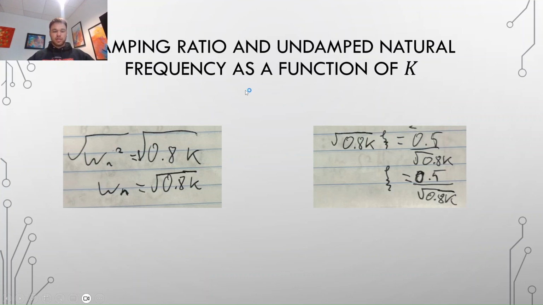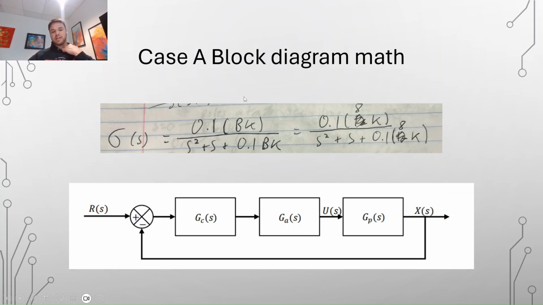From that equation, I was able to derive the omega n value to be the square root of 0.8k, along with the damping ratio value, which is going to be 0.5 divided by the omega n value. And that came from this equation right here. The top is going to be omega n squared, and the bottom, this middle value, is 2 times omega n times zeta, which is omega n squared times zeta times 1/2. So that's how I derived those two equations.